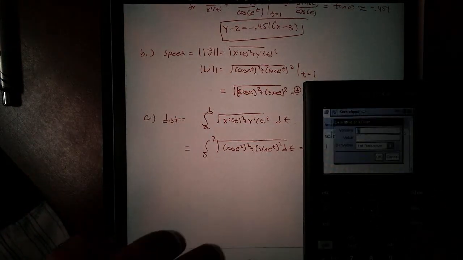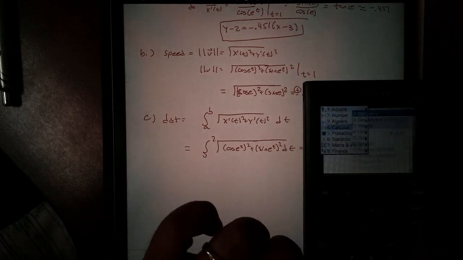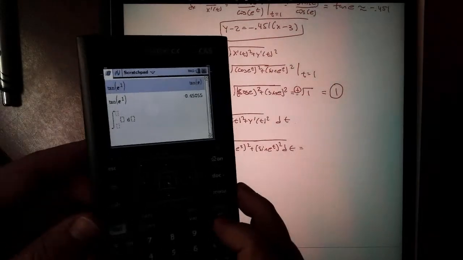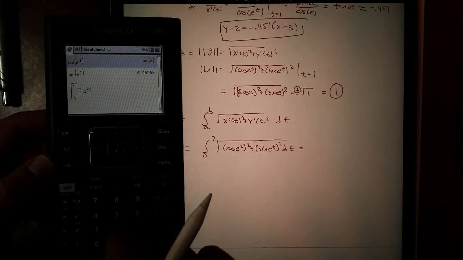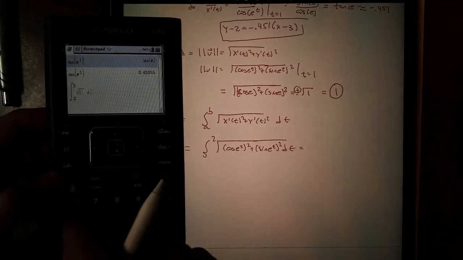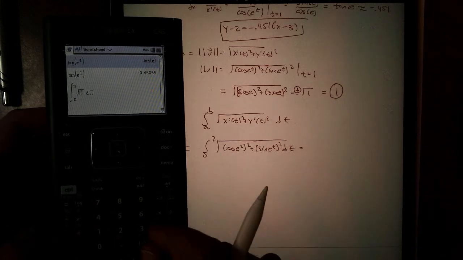Menu 4.3, excuse me, escape. Menu 4.3 for the integral. I'm just going to type this in, 0 to 2, square root. It's a calculator question. Use your calculator. You can't integrate this by hand. It's too messy. Type in the first one in.